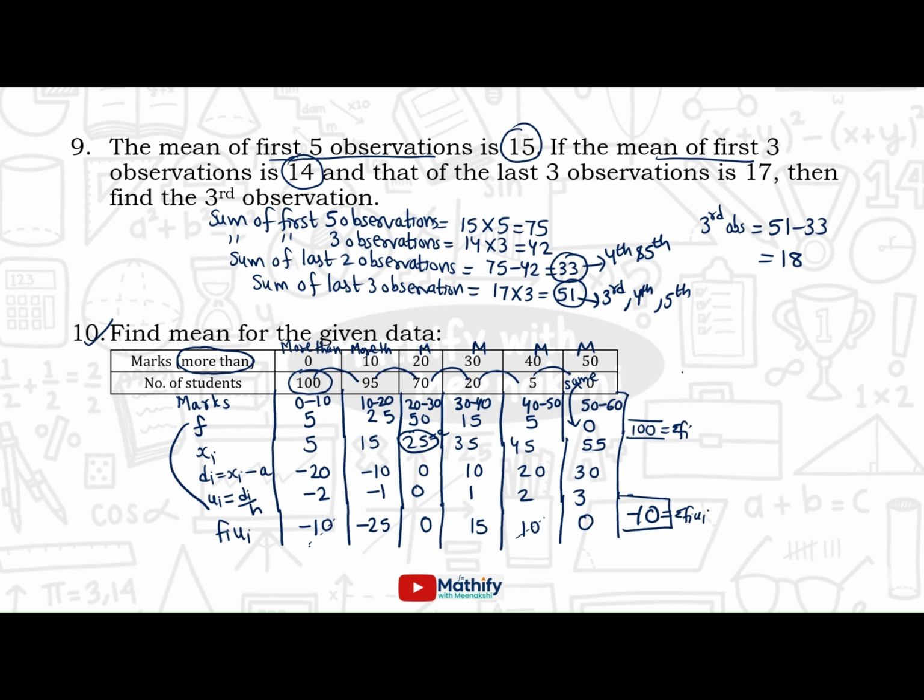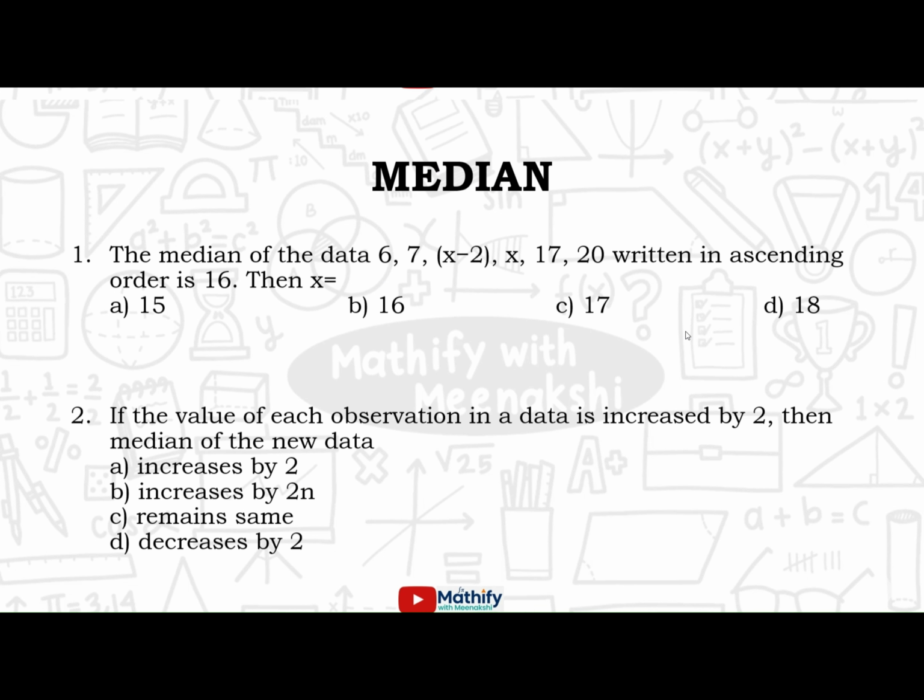Now what you will do, just use the formula of mean. Mean in case of step deviation is a plus h into summation of fi ui by summation of fi. That means 25 plus 10 into minus 10 by 100. So let's cut the zeros. We're left with 25 minus 1, that's 24 is the answer. Let's move to next topic.